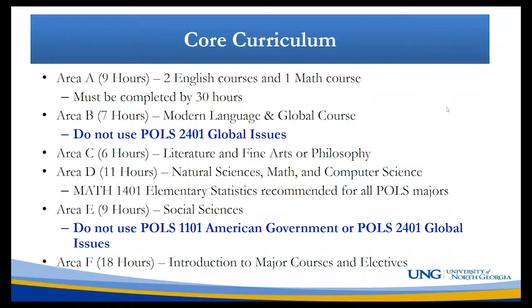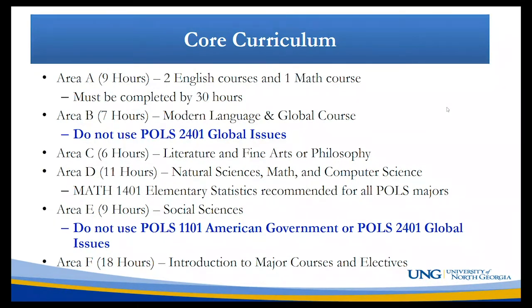Area A is going to be 2 English courses and 1 math course. The classes you have to take are all listed in the plan of study. Like I said, that's your friend, so make sure you use it. Area B is modern language and global courses. To give you a heads up here, because global issues is part of your major requirement, you cannot use PULS 2401 in area B. So make sure you're mindful of that.